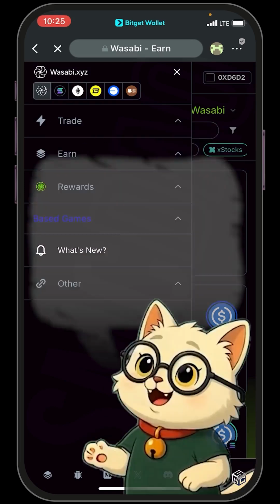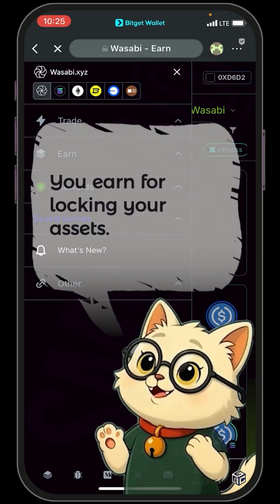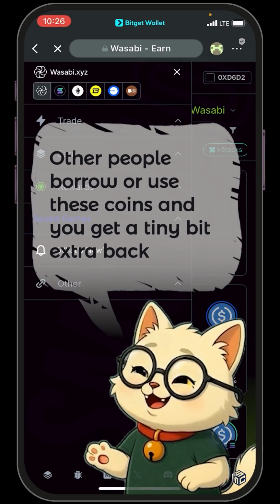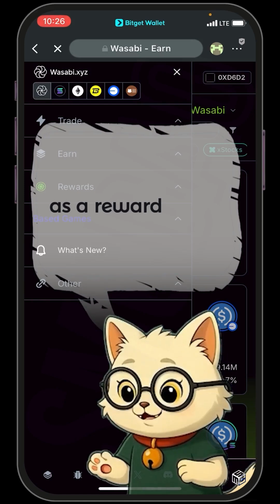While under earn, you earn from locking your assets. Other people borrow or use those coins and you get a tiny bit extra back as a reward.